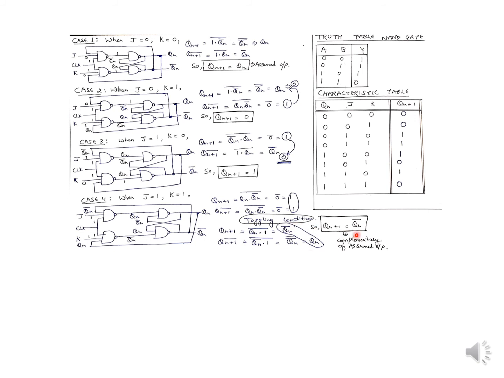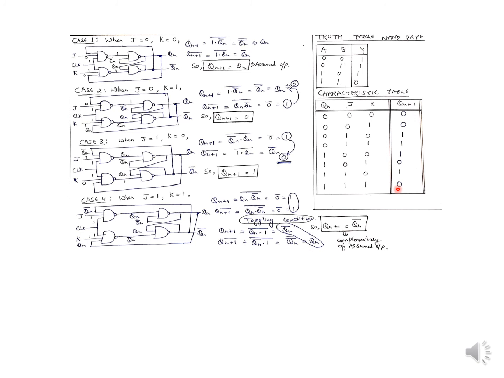Okay, so whatever output we have assumed, the next state is the complement of the previous state. That means if I have assumed the previous output is 0, then the next output will be the complementary output. That means it will be 1. So we can see in the characteristic table here, it is 0 and the next state output is 1. It is 1 here and the next state output is 0. That means it is the complemented output.